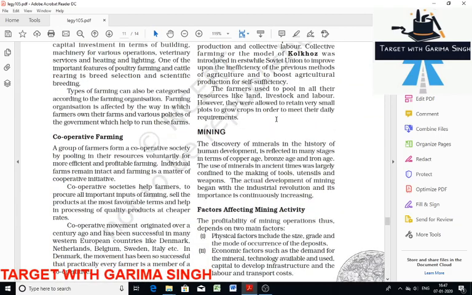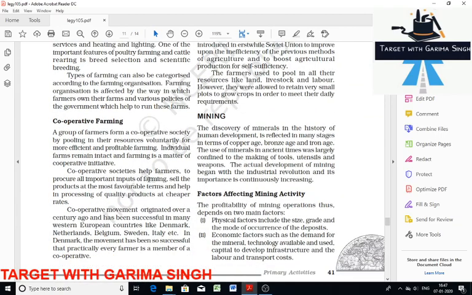Next is cooperative farming. So cooperative farming, a group of farmers form a society, pool their resources to get more profit. Individual farms remain intact. Farming is a matter of cooperative initiative. Societies help farmers in getting agriculture inputs, and sell the product on most favorable terms. Cooperative farming also helps in processing products at cheaper rates. It is practiced in Denmark, Netherlands, Belgium, Sweden, and Italy.